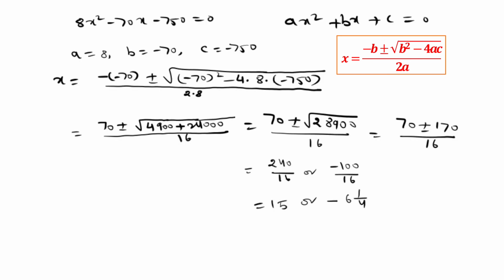Since the time taken to fill the tank cannot be negative, we discard the negative value. So the larger diameter tap will take 15 hours to fill the tank, and the smaller will take 10 hours extra, that is 25. So the answer is 15 and 25 hours respectively.